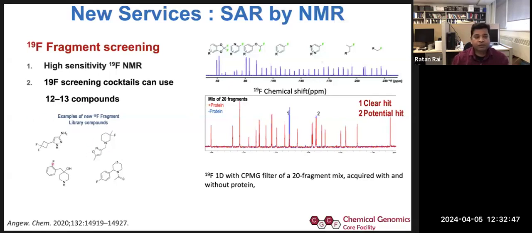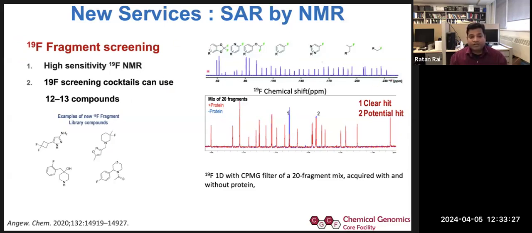And why is fluorine such an excellent nucleus for drug discovery? Because in this whole molecule, if you look at the proton NMR spectra, we will see around 15 to 20 signals. But if you look at the fluorine, since it has one site, we will see only one line. Fluorine has a very wide chemical shift dispersion, so if you would like to test 20 or 30 molecules at one time, we can do it.